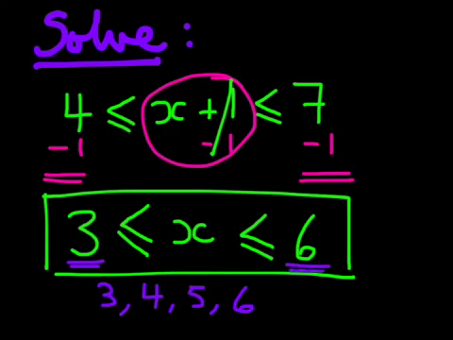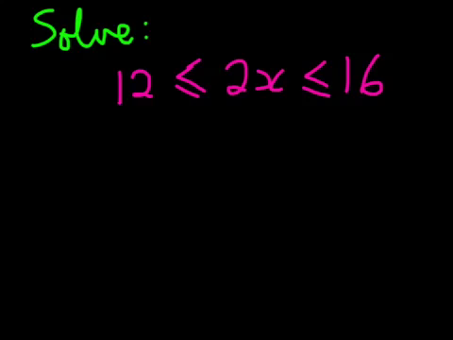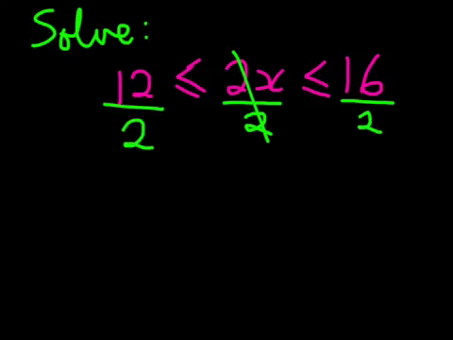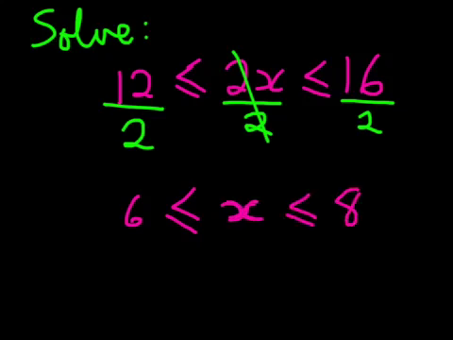So let's have a look at another one. Okay, how would I do this one? Remember, ask yourself the same question. If I want to get x by itself, what do I have to do to it? Well, I want to get rid of that coefficient, so I want to divide by 2 so it cancels. And so I divide by 2 to every side of this inequality. And then I rewrite 12 divided by 2, 6, has to be less than or equal to my x, which has to be less than or equal to 8.